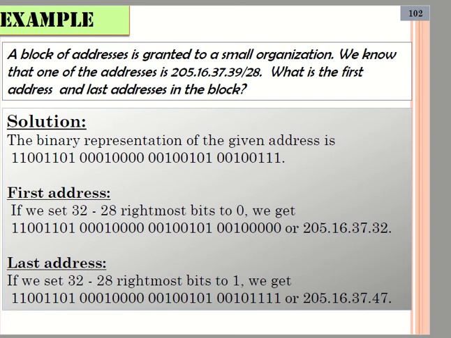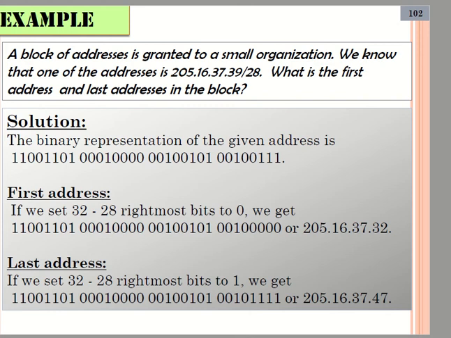To find the first address, we take 32, the number of bits in the given address, minus the mask 28. That many bits we have to make 0. So it is 1100 1101, same as before, 0001 0000, that is 16, 0010 0101, the same as the earlier one, then 0010 and the last 4 digits are 0111. So 32 minus 28 is 4, and we make these 4 bits equal to 0. The address we get is 205.16.37.32. This will be the first address in the given block.